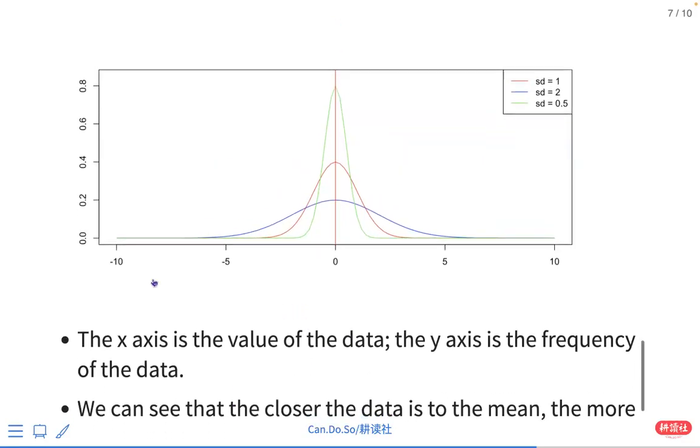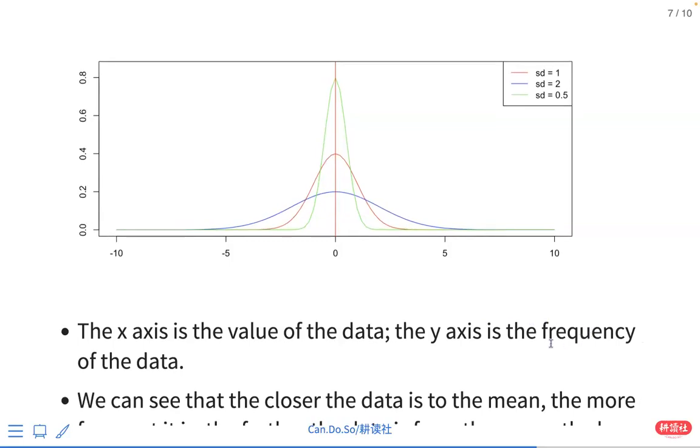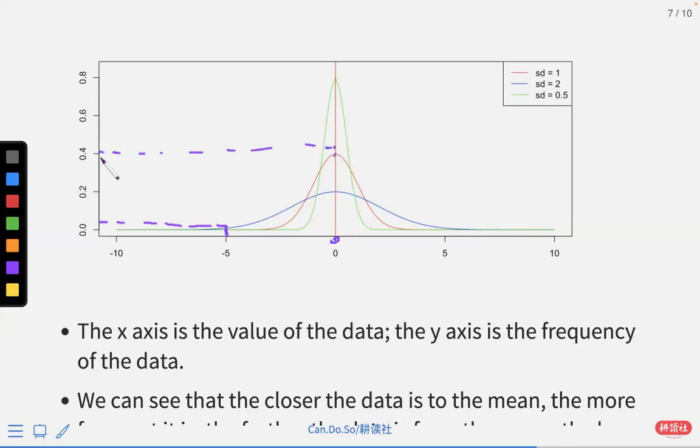And we can see the x-axis is the value of the data, so this is -5 and 5, and the y-axis is the frequency of the data. If the value is -5, its frequency will be this one. If the frequency is 0, the frequency value is 0, and the frequency can be higher, which is 0.54.